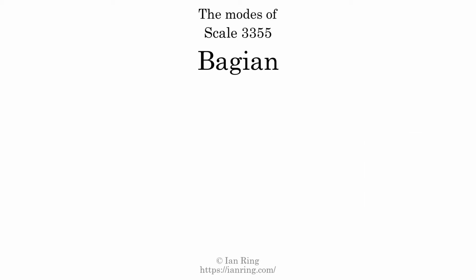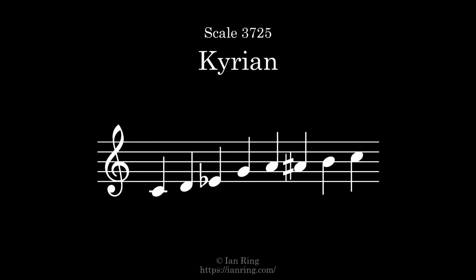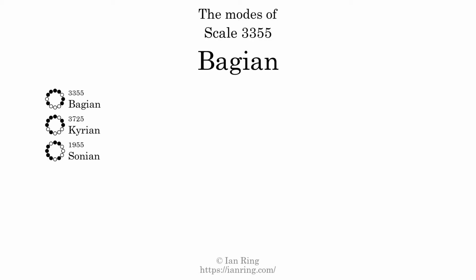This scale has 7 modes. The first mode is itself. The second mode is scale 3725, also known as Bagian. It sounds like this. The third mode is scale 1955, also known as Sonian. It sounds like this.